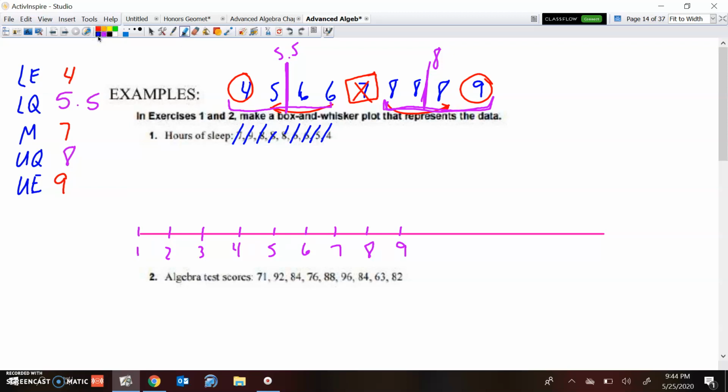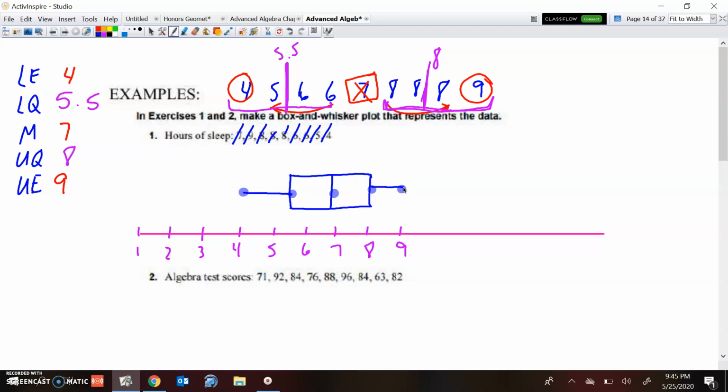So my lower extreme was 4, so I would put a point here. My upper extreme is 9. My median is 7. My lower quartile is 5.5, and my upper quartile is 8. Okay, now to create the box and whisker plot, I put a line through these middle 3, and that's my box, and then I extend these. And there's my whiskers.